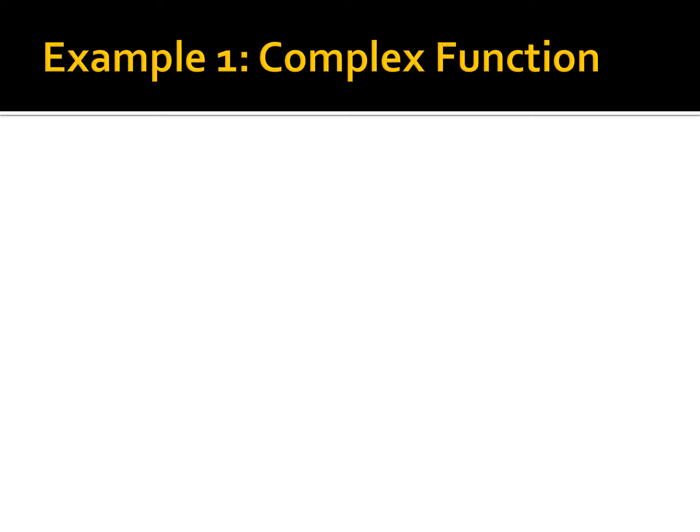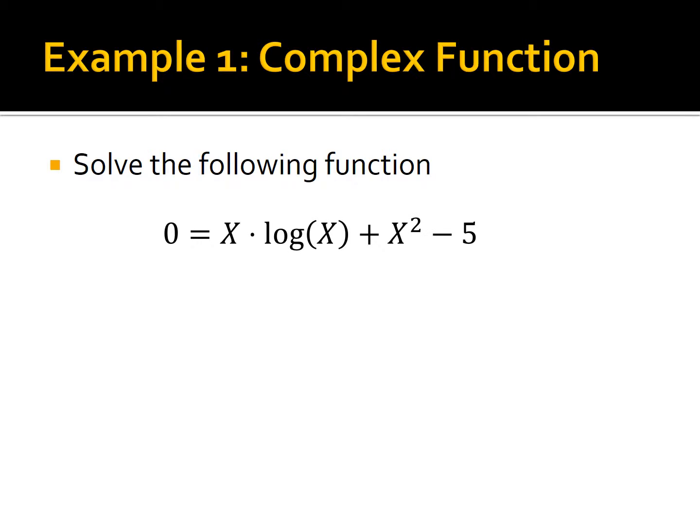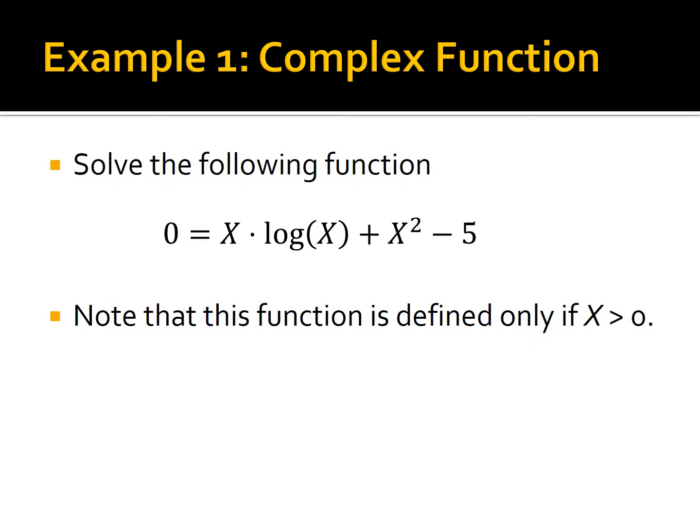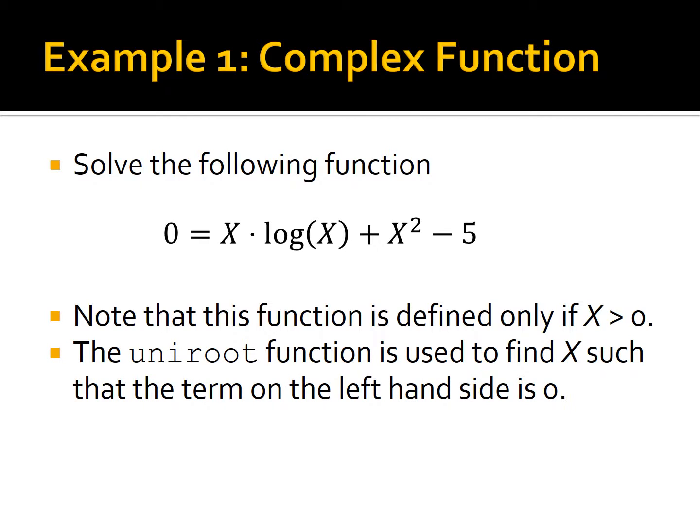As a first example, I would like to solve the following function such that 0 equals x times the logarithm of x plus x squared minus 5. Note that this function is only defined when x is greater than 0 because of the log function. The uniroot function is used to find x such that it satisfies this equation.